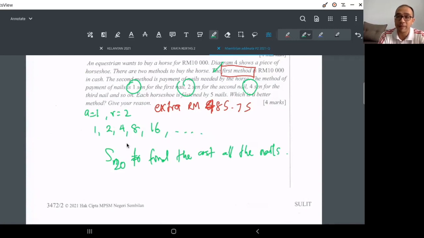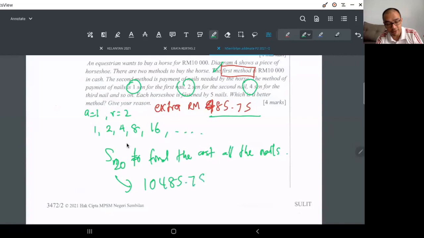I also cannot believe that. I know, I was like, huh, really? Buying the nails is more expensive than paying 10,000 ringgit in cash, by 485 ringgit and 75 cents. It means the total cost to buy 20 nails is 10,485.75. You will get this answer. It really doesn't make sense to me, but there you go.